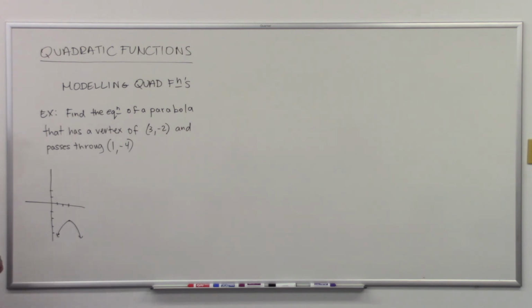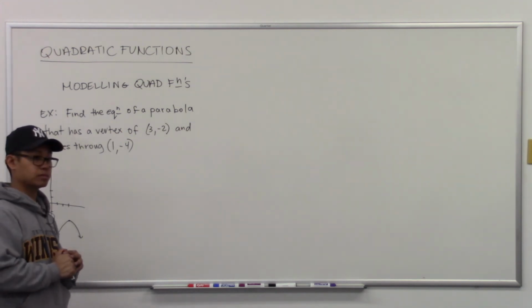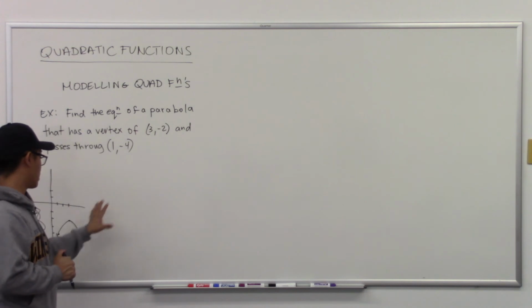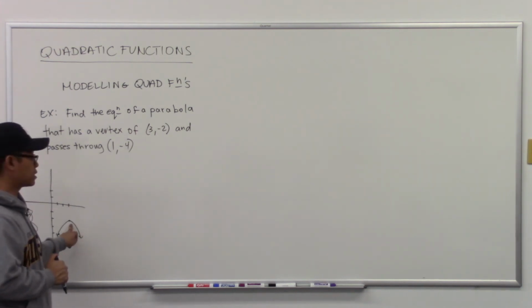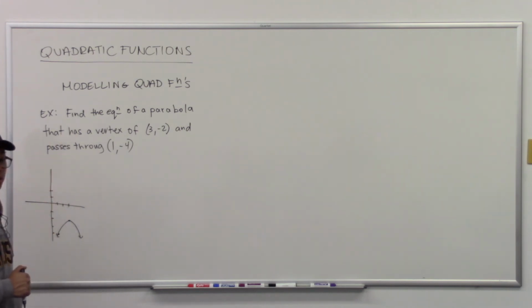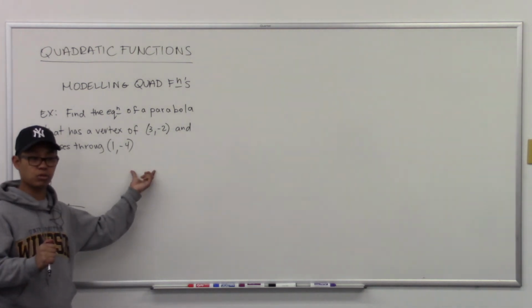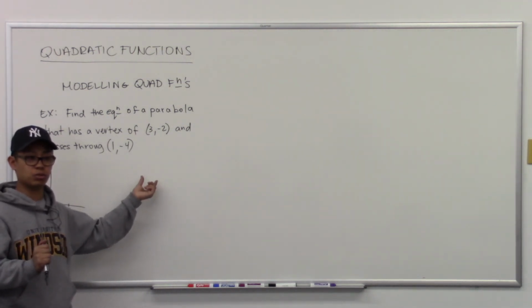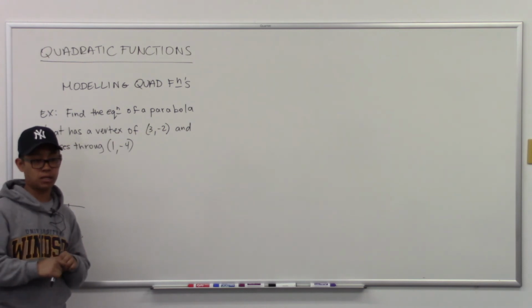Because I know that it's 3, negative 2. Okay, that wasn't really important. More important is the fact that, do you think we should be using vertex form here? Or do you think that we should be using factored form? Katie?